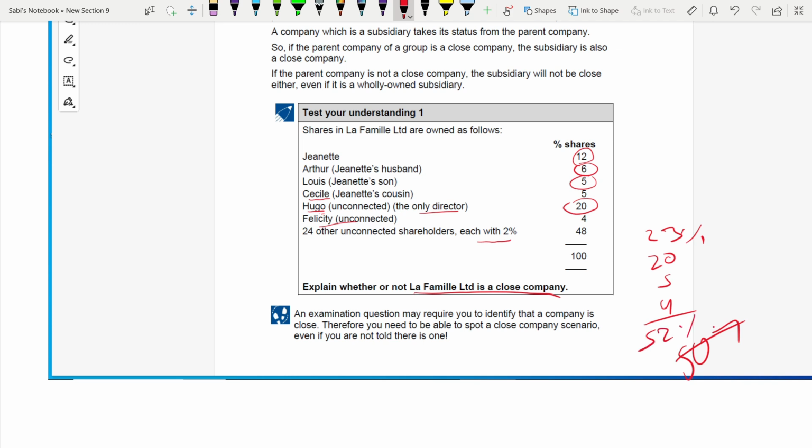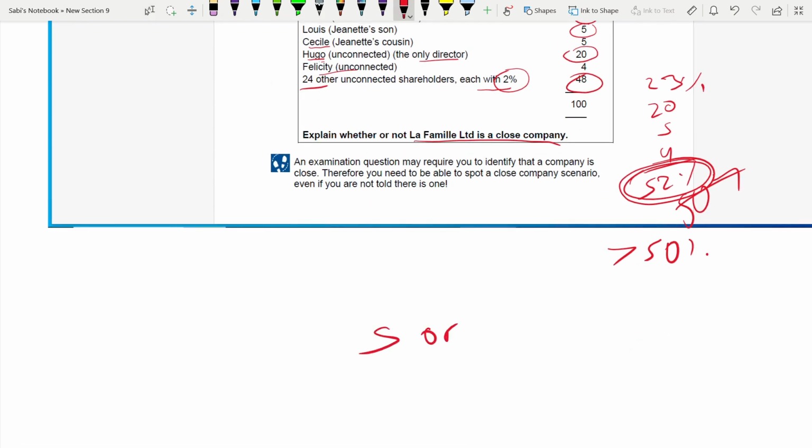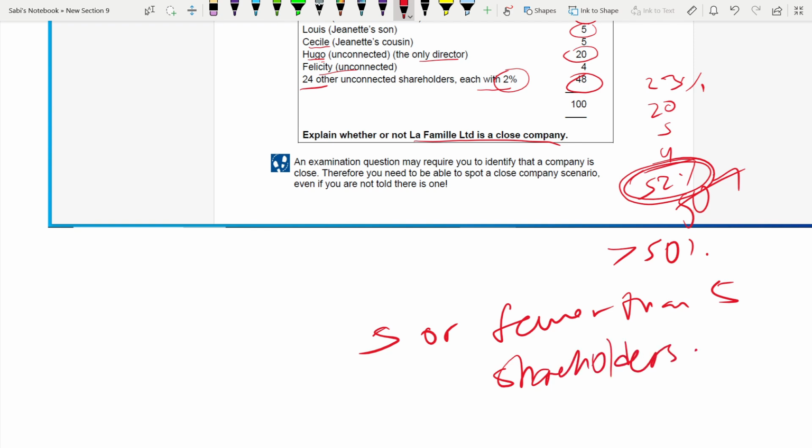Okay, so if you see, these are the 4 largest shareholders. They are owning more than 50%, because they're at 52. But the other shareholders are each owning only 2%. There are 24 shareholders and the total is 48, that is 2 into 24. But these 4 have 52, more than 50%. So because they have control, and remember, it has to be 5 or fewer shareholders. If it's controlled by 5 or fewer than 5 shareholders, it's a closed company. So this one is closed.